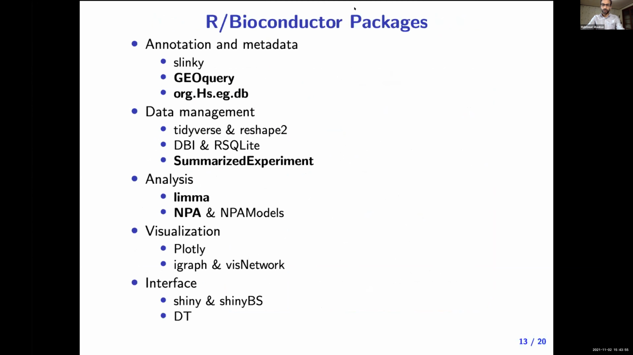So the Bioconductor packages that I'm using in this work are the GEOquery package, which is to download the data from the Gene Expression Omnibus, and the Homo.sapiens organism package, which is to convert between different identifiers. Of course, the SummarizedExperiment, which contains the gene expression data, and the limma package to perform the differential expression analysis, and the NPA package to calculate the perturbation scores.